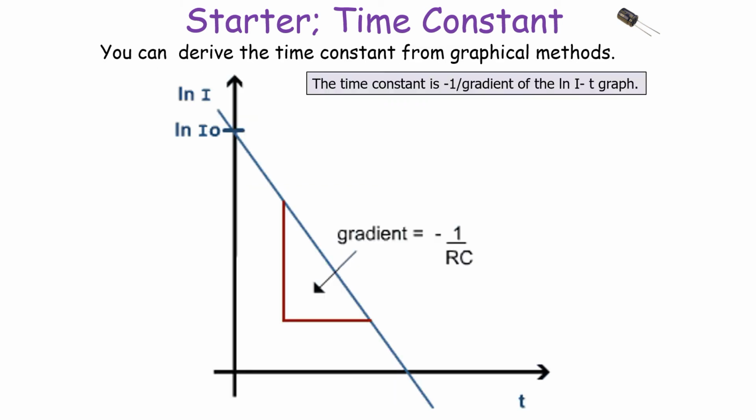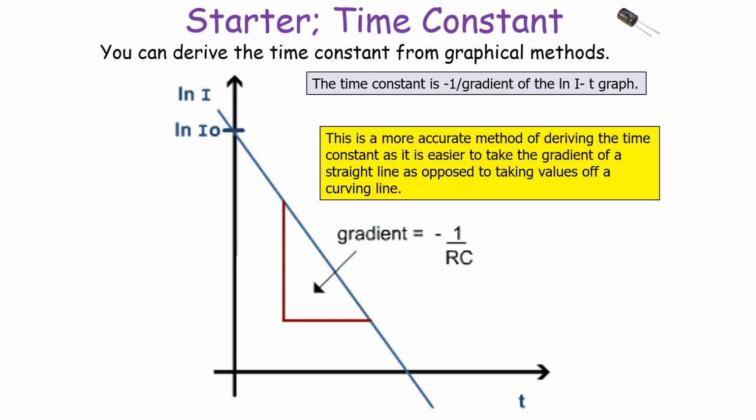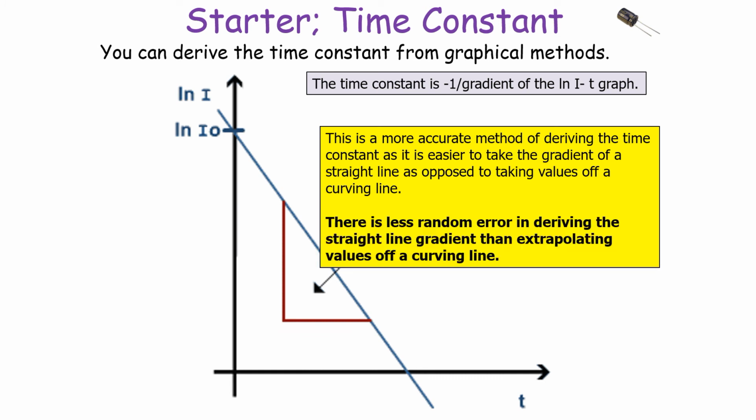So you can derive the time constant from a graphical method by doing a natural log against time graph, and our gradient is going to be minus 1 over the time constant. So the time constant is minus 1 over the gradient of a log I against t graph, or log V against t graph, or a log Q against t graph. Now this is a more accurate method of deriving the time constant, as it's easy to take the gradient of a straight line as opposed to taking values off a curving line.